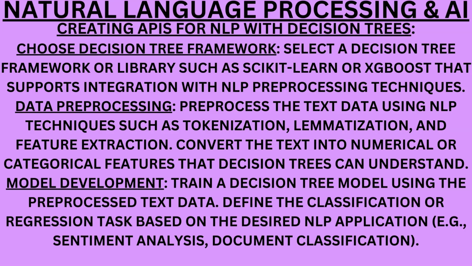Pre-process the text data using natural language processing techniques such as tokenization, lemmatization, and feature extraction. Convert the text into numerical or categorical features that decision trees can understand. Model development. Train a decision tree model using the pre-processed text data. Define the classification or regression task based on the desired natural language processing application, that is, sentiment analysis or document classification.